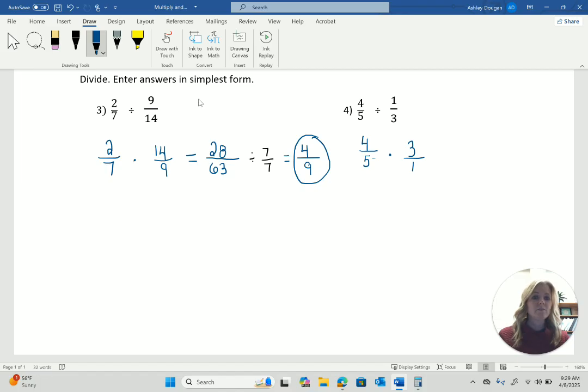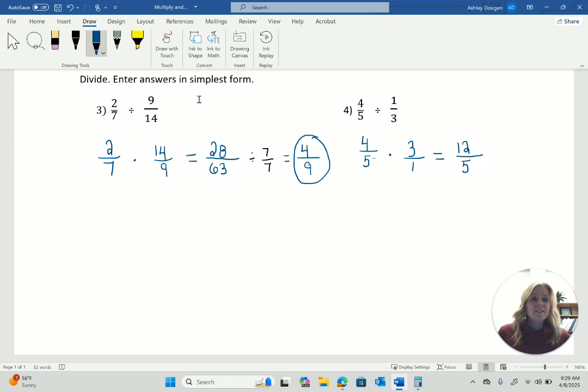In this case, we can't simplify first because none of the diagonals have factors in common. 4 times 3 is 12. And 5 times 1 is 5. So I get 12 over 5. This is what we'll talk about in a future video, called an improper fraction. It's where the top number is larger than the bottom number. Those represent values that are greater than 1, where our proper fractions are less than 1.